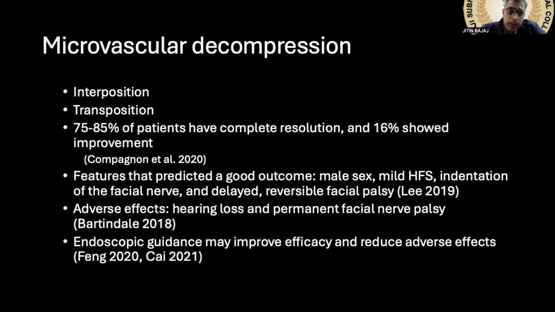And second is the transposition of the vessels away from the nerve and fixing it to any nearby dura or tent with fibrin glue. This procedure is very effective. It leads to about 85% of patients having complete resolution and 16% showing good improvement.